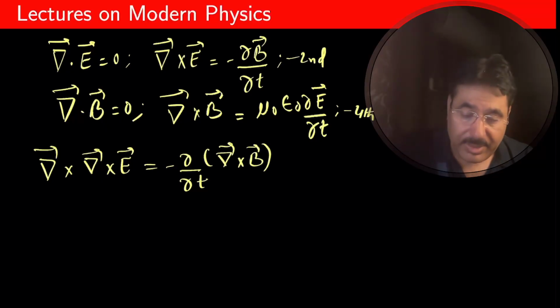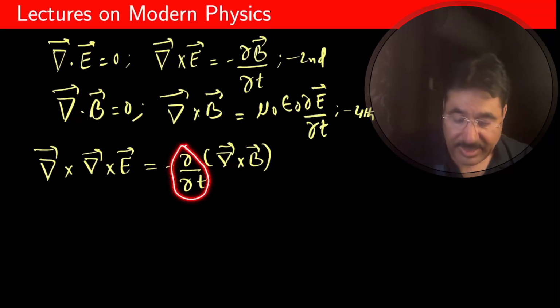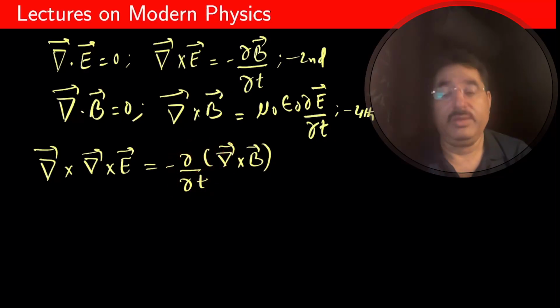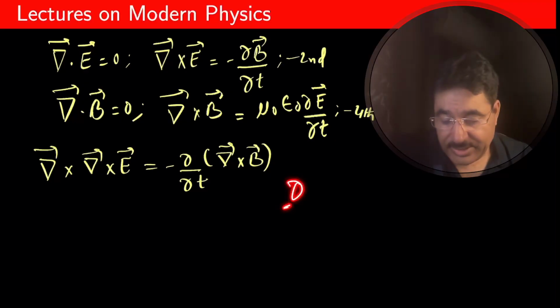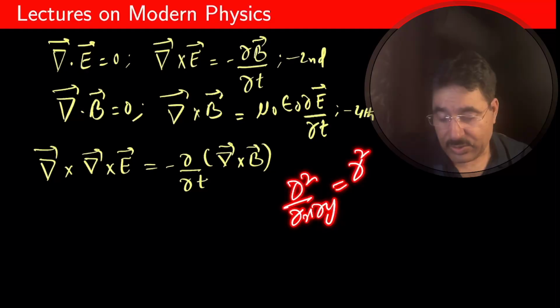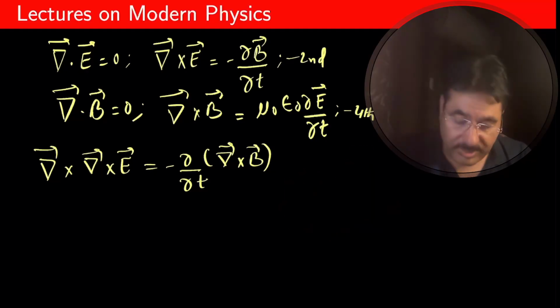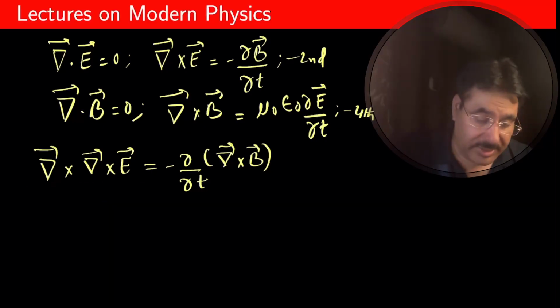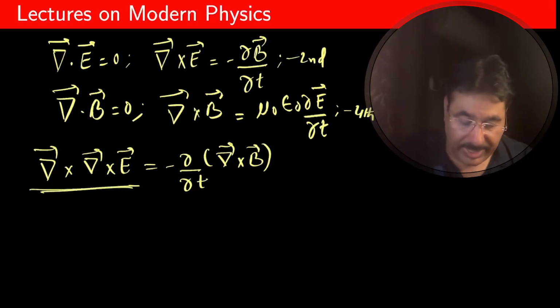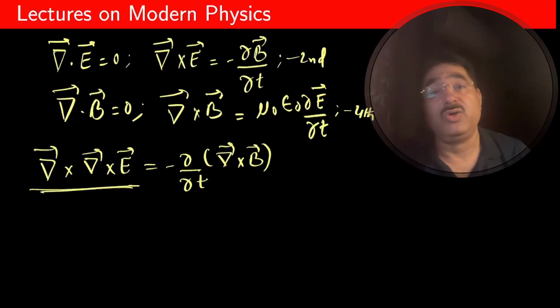Remember here, this operator del by del t and this del operator commute. In partial differentiation, del 2 by del x del y is equal to del 2 by del y del x. So the partial derivatives commute. I just write that this commutes with this, so that's why I've taken it inside. Right? So that's fine. Now I operate this, use the triple cross product rule and write down what this del cross del cross E is equal to.